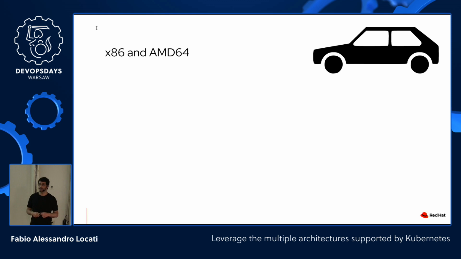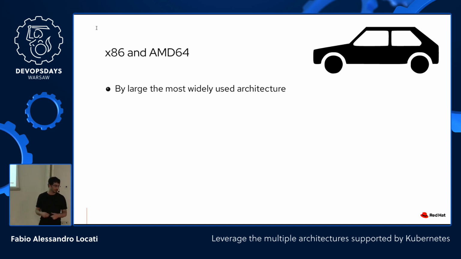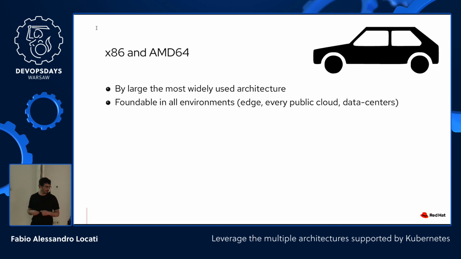x86 and AMD64, I think of them as a car. Probably the car is the most used kind of motor vehicle in the majority of countries, and it's the default for many people. Those are by far the most used kind of CPU architecture, and fundamentally, they are present everywhere. You can find them in the cloud, in the data center, in your own system, wherever you want.